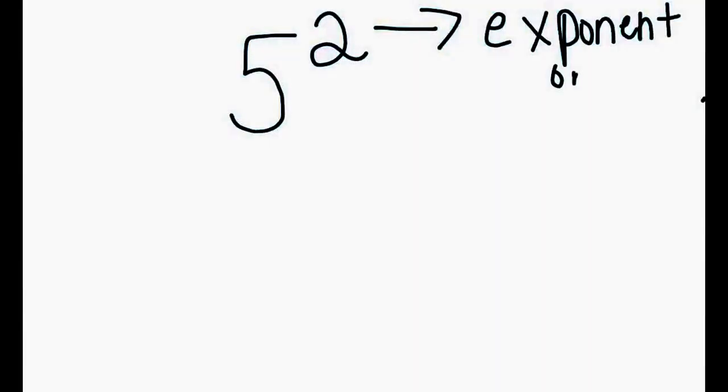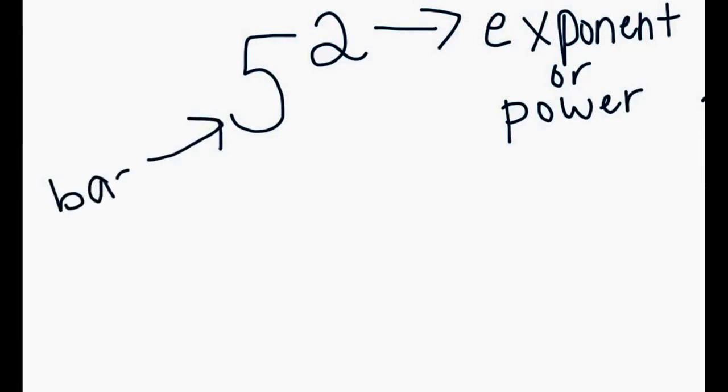So when you are working with exponents, the little 2 at the top of the 5 is called the exponent, or the power. And the big number here is called the base. So here you would read this number 5 to the second power, or you could also say 5 squared. The base is the repeated factor.